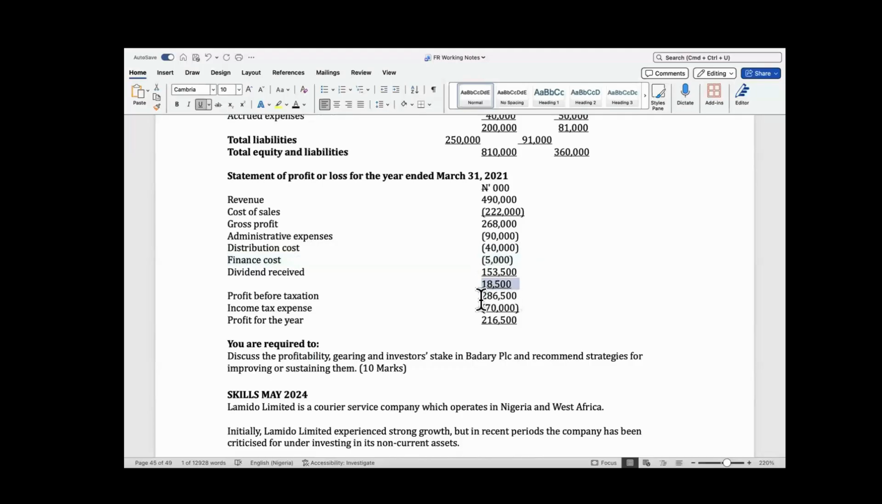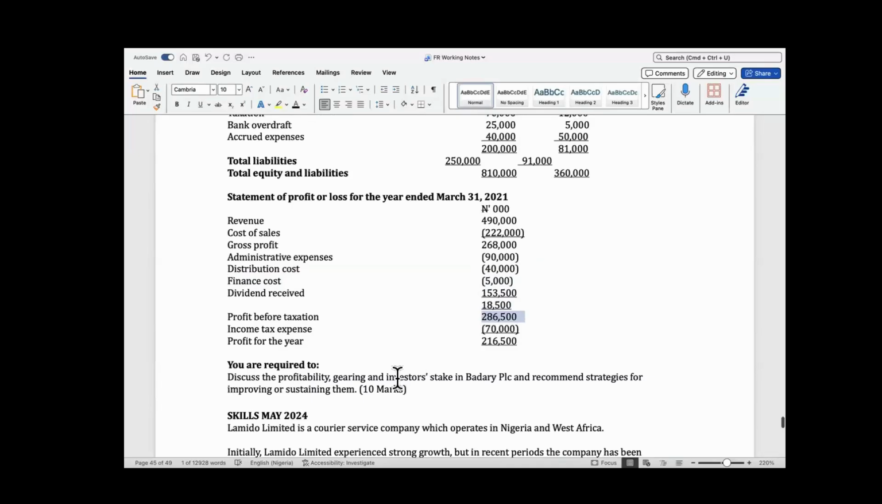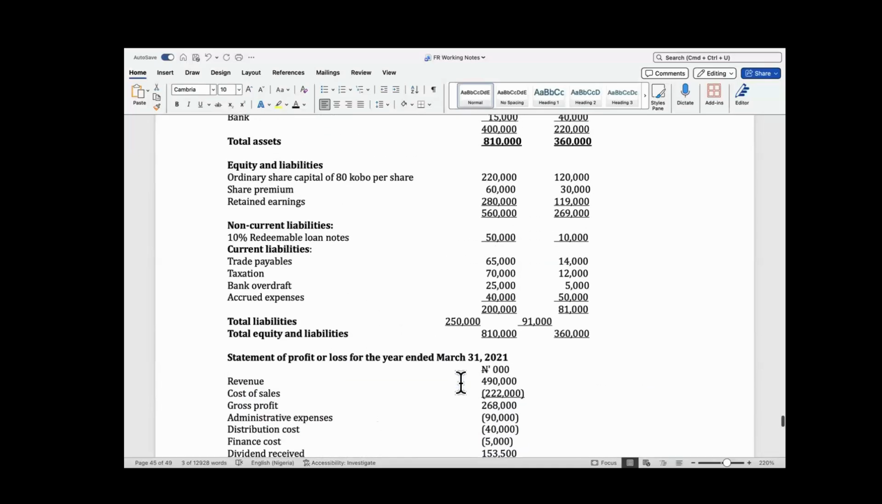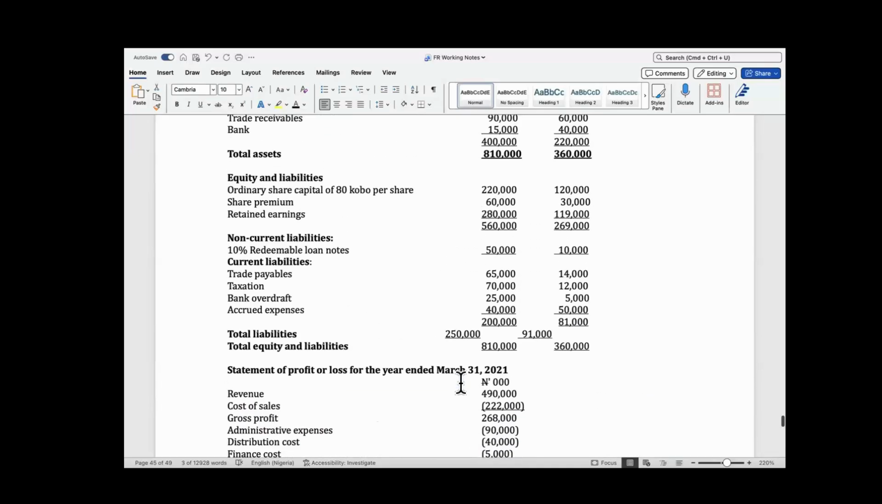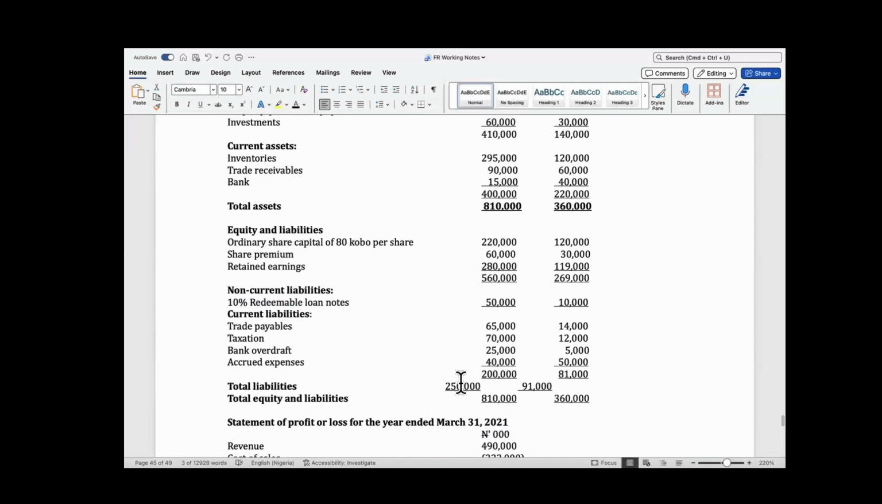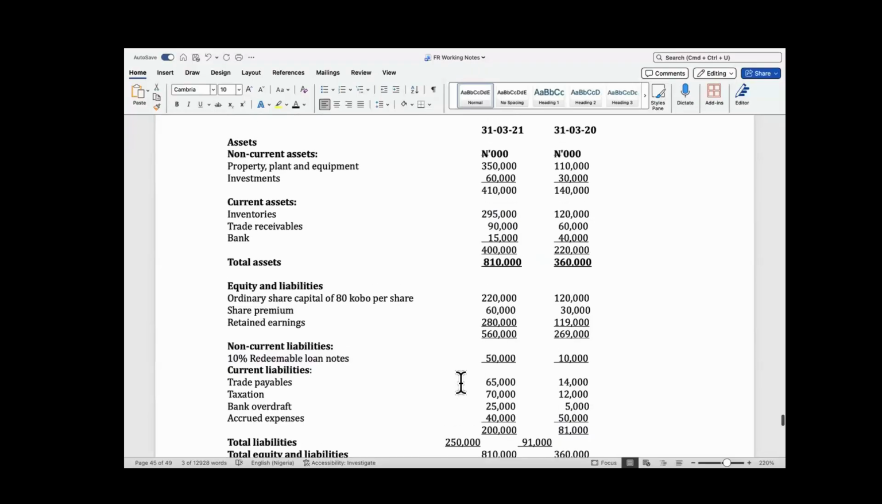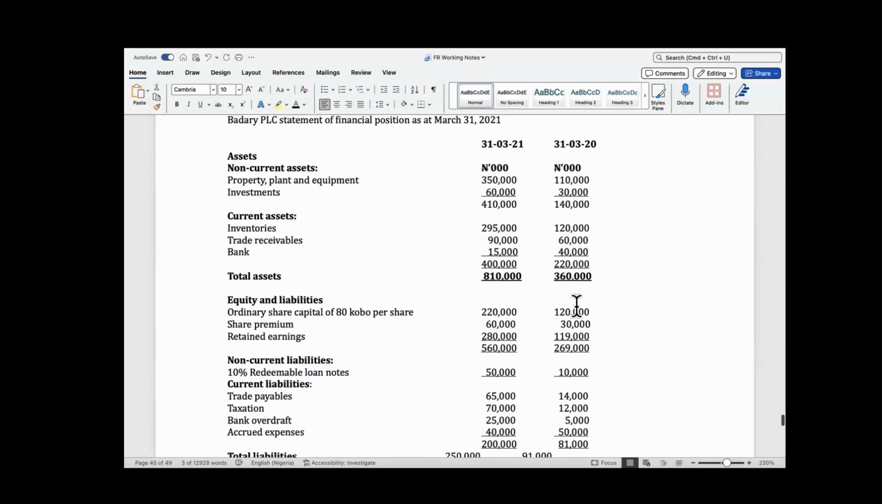PBIT over interest. Then investor's stake. Investor's stake is similar to proprietor's ratio. It's just you looking at what the investors have in the business. And from what I can see here, using trend analysis alone, equity has almost doubled from 269 to 560.